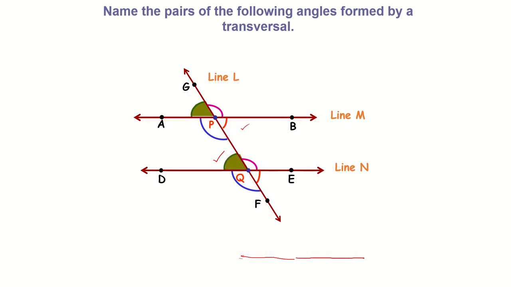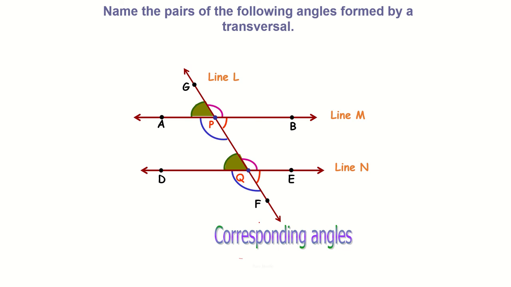Okay, how about this? We have angle PQD and angle GPA. Okay, that's right. The answer is corresponding angles. So how come they're corresponding angles? So first, non-adjacent. They don't have a common vertex.